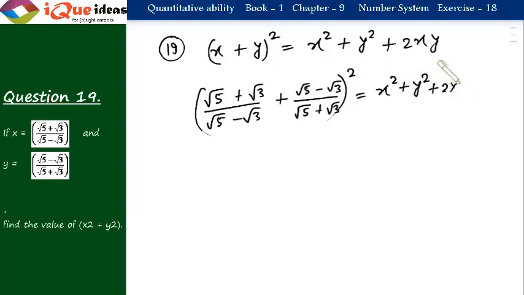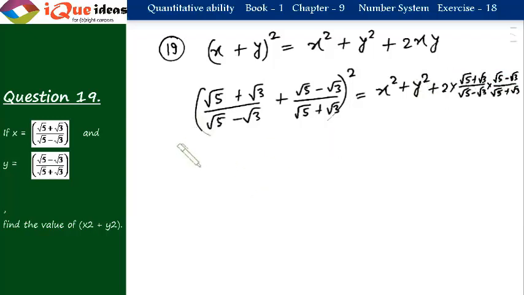Now you see, x into y will be 1. Why? Because x and y are reciprocal of each other. As you can see, x is root 5 plus root 3 divided by root 5 minus root 3 into y is root 5 minus root 3 divided by root 5 plus root 3. So it will be equal to 1. So hence 2xy term will be equal to 2.